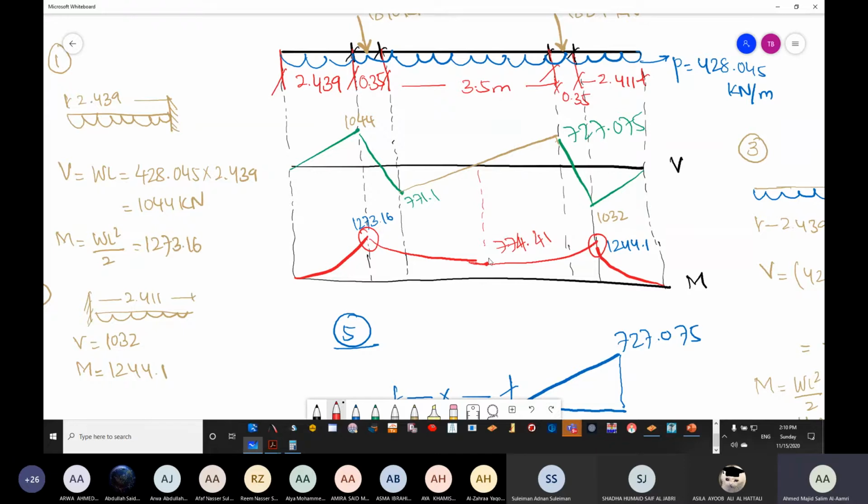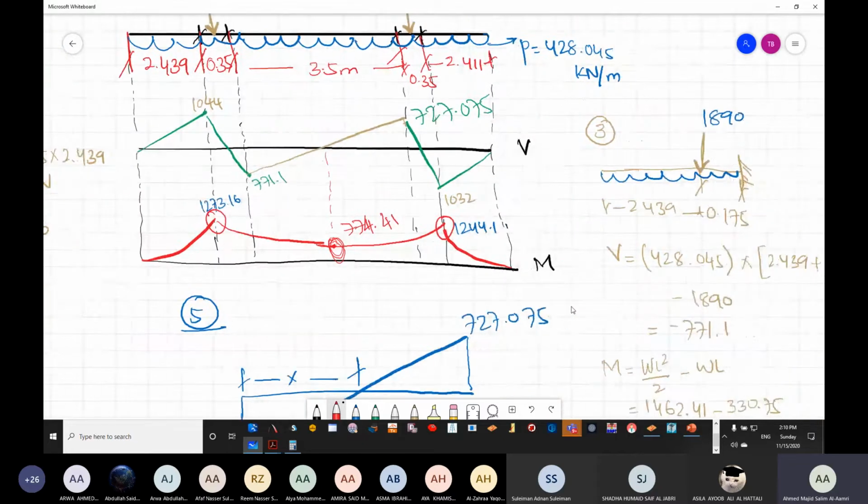Remaining is the span. For me to calculate this particular value, I need to refer back to the shear force diagram, using the concept that minimum shear, or zero shear force, is going to give you the maximum bending moment. So what we have seen here, we have drawn the shear forces first. We have calculated 771 and then 727 using these equations.